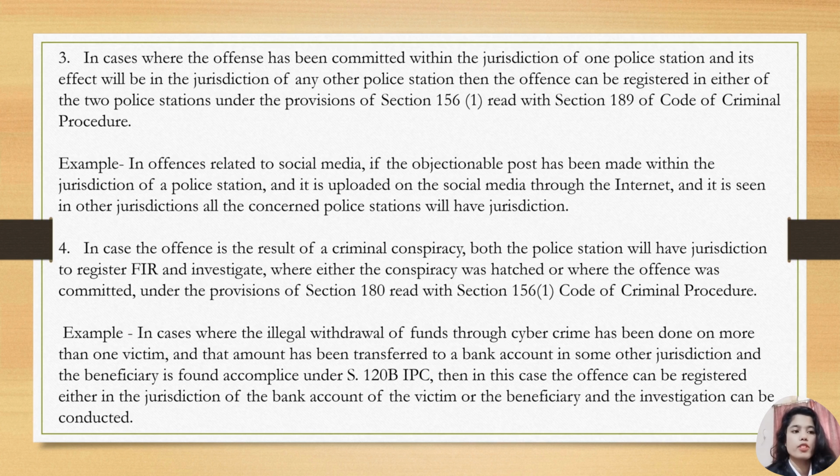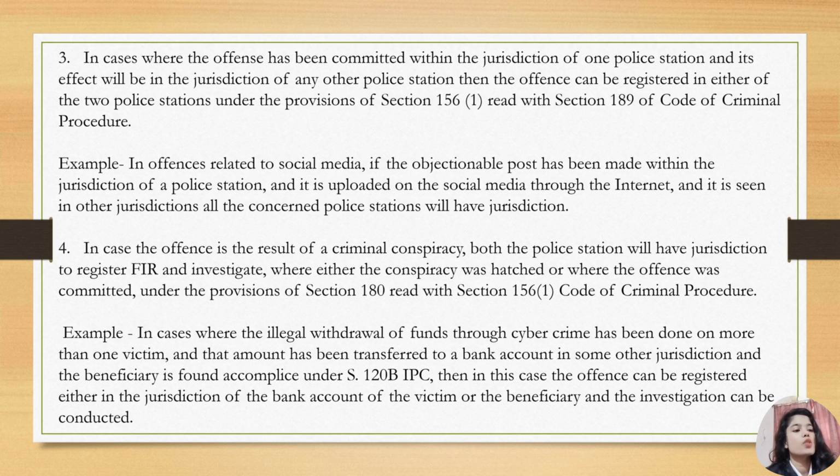Code of Criminal Procedure. Example, in offences related to social media, if the objectionable post has been made within the jurisdiction of a police station and it is uploaded on the social media through the internet and it is seen in other jurisdiction, all the concerned police stations will have jurisdiction. In case the offence is the result of a criminal conspiracy, both the police stations will have jurisdiction to register FIR and investigate where either the conspiracy was hatched or where the offence was committed under the provisions of section 180 read with section 156 Code of Criminal Procedure.